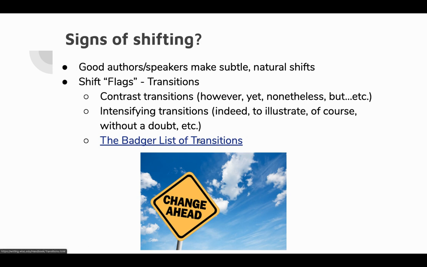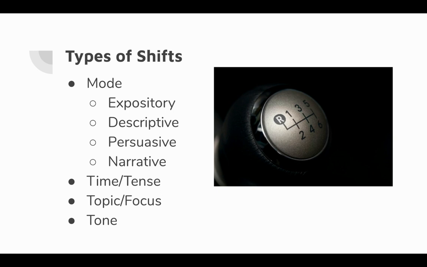If you are interested, right here, the Badger list of transitions is a really good link if you go onto the original slideshow, and you can see transitions that are usually used and for what purpose. They're good to insert in your own writing, but they're also good to start looking for in other people's writing.